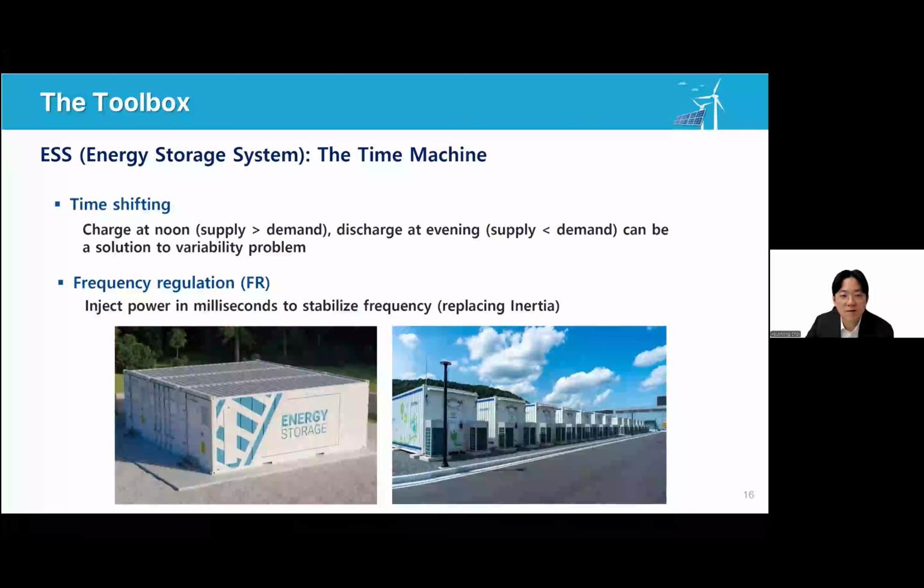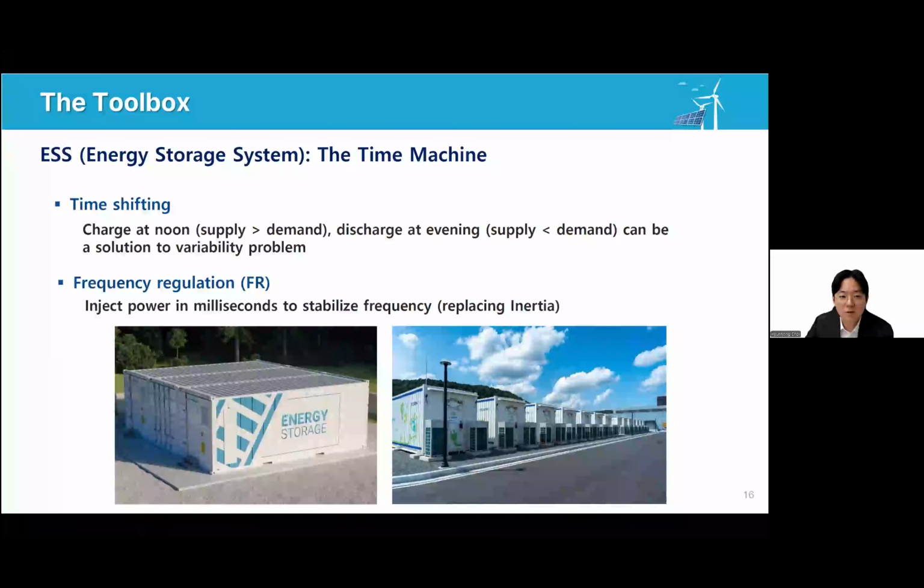Now, let's look at the first tool in our toolbox, the Energy Storage System or ESS. I like to call this a time machine. Its primary function is time shifting. By charging at noon, when supply exceeds demand, and discharging in the evening when demand is higher, ESS provides a clear solution to the variability problem of renewable energy.